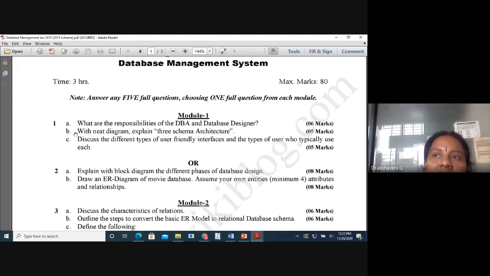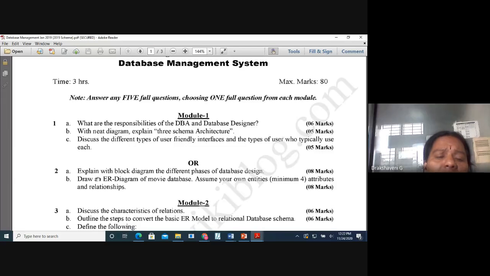Then next we have the three schema architecture, that is low level, middle level, and high level. In that case, we have a conceptual level, logical level, and a physical level. You have to draw a diagram and explain them. Then discuss the different types of user-friendly interfaces and the types of users who typically use each. You have to explain the types of users, that is front end user, back end user, again a parametric user, sophisticated user. Those things you have to explain here.